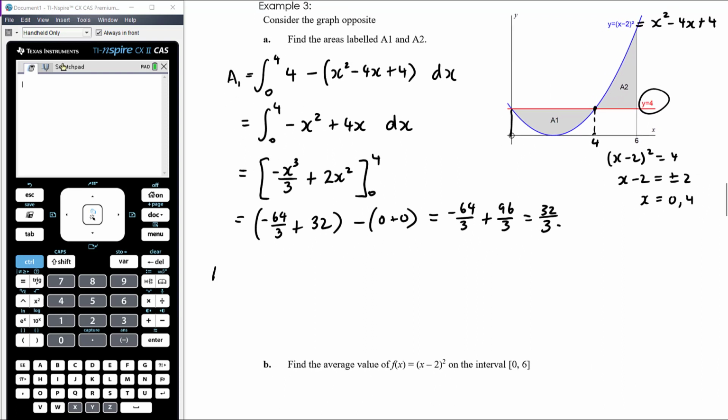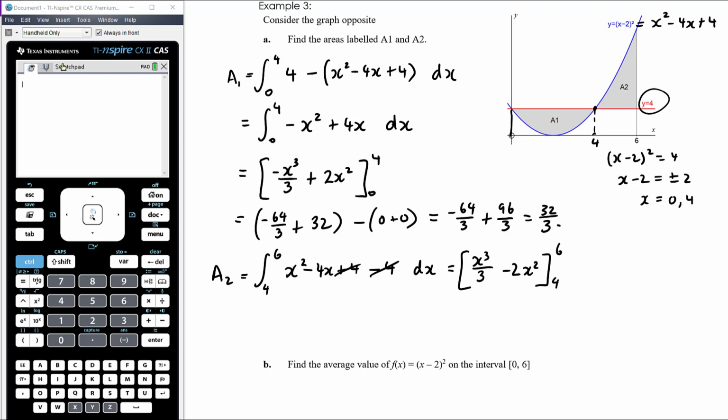Okay, let's work out A2. So A2 will be the integral from 4 to 6 of the top function, this time the quadratic, x squared minus 4x plus 4, and then we're going to subtract the bottom function, which is 4. Okay, so they cancel out. So we're finding the antiderivative of x squared minus 4x, which is pretty much what we did previously, except it's just the negatives. And we're doing that between 4 and 6.